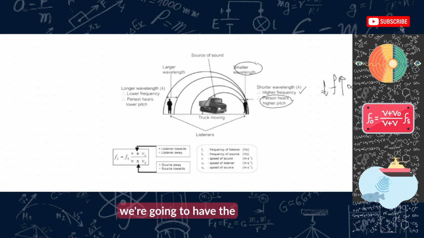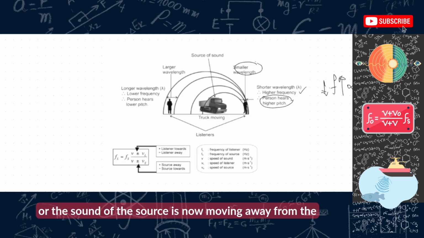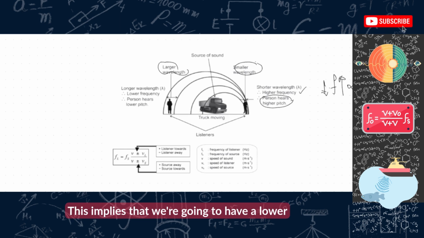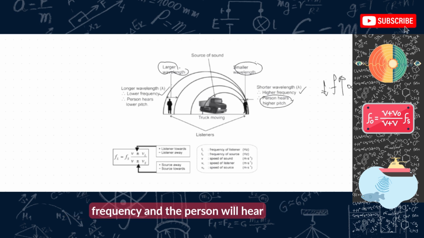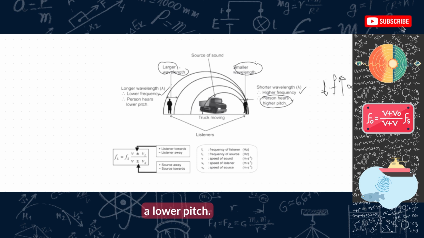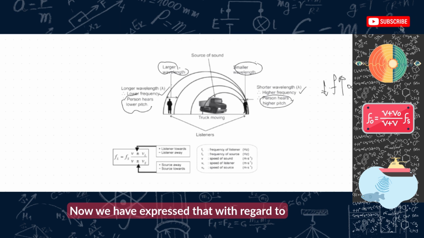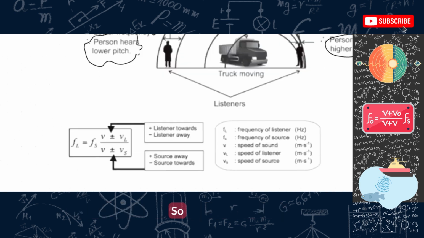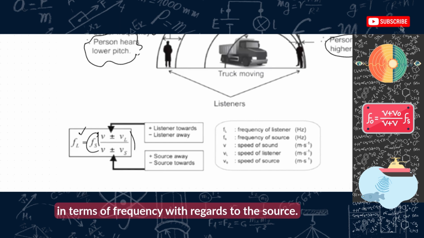Then over here, the source of the sound is now moving away from the person. So the wavelengths that get to this person are much larger. This implies that we're going to have a lower frequency and the person will hear a lower pitch. Now we have expressed that with regard to an equation over here. So here they're trying to create a ratio that the listener is going to hear in terms of frequency with regards to the source.